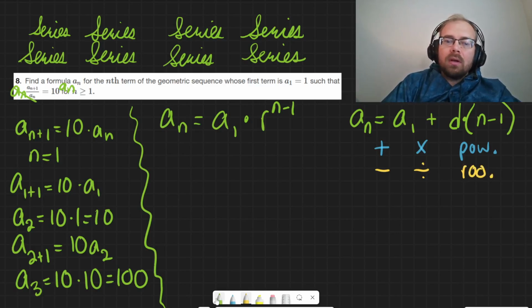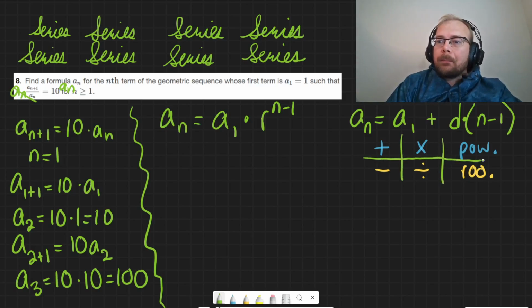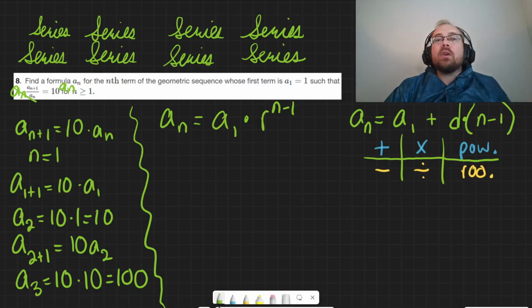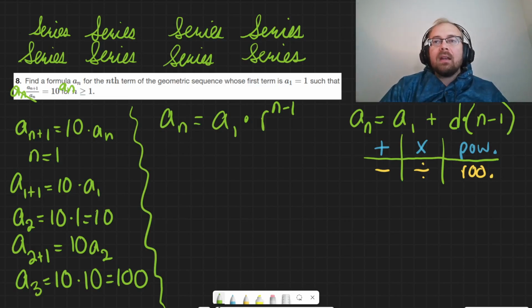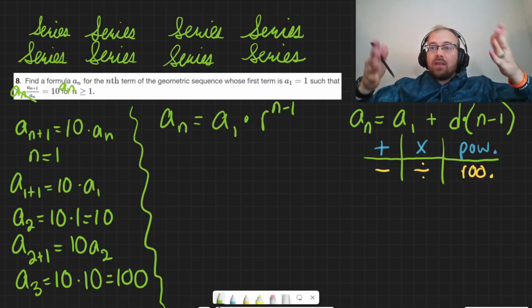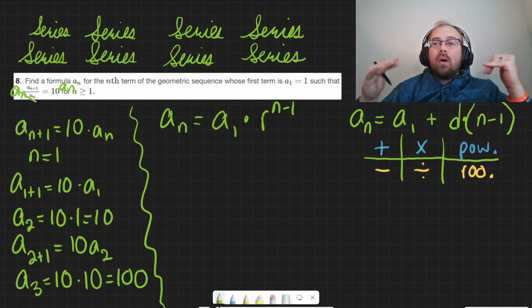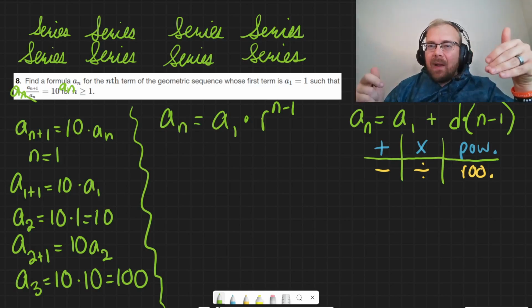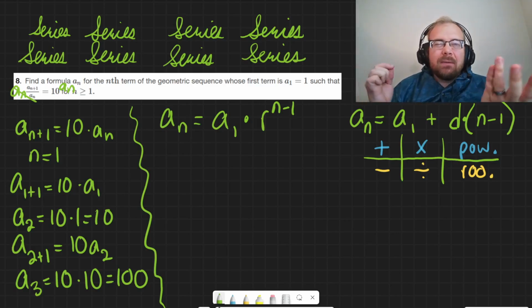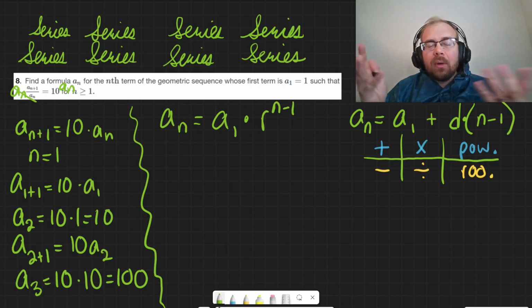Okay, so in an arithmetic sequence, you're adding or subtracting a number over and over again, and that gives you your formula and all that kind of stuff. Well, geometric is timesing instead of adding, and we could just say adding, because if you're subtracting, that's the same thing as adding a negative.